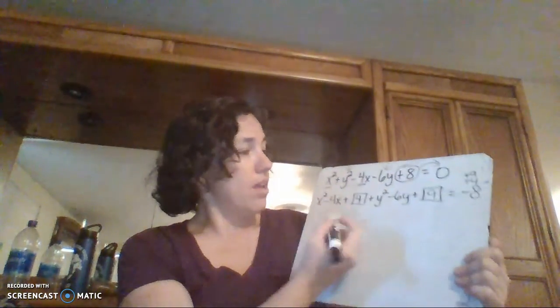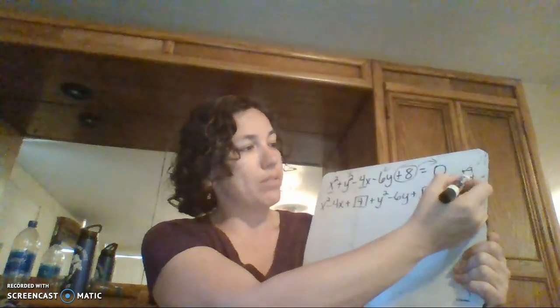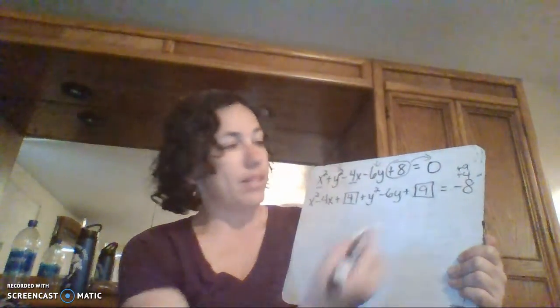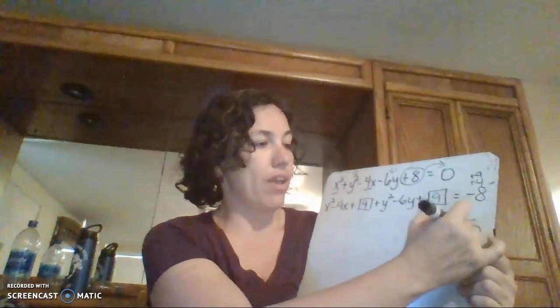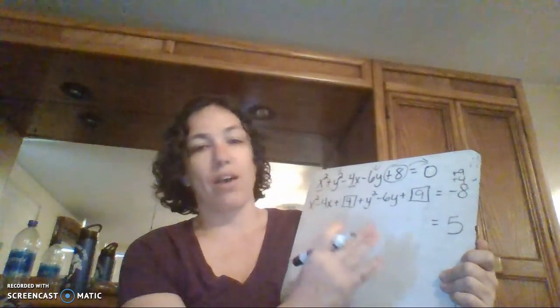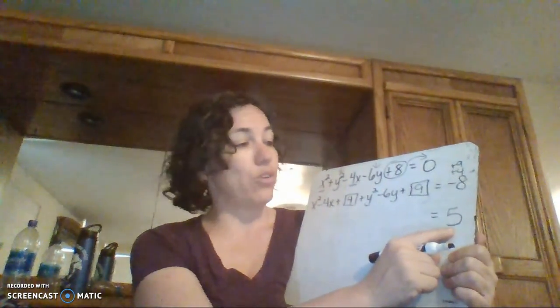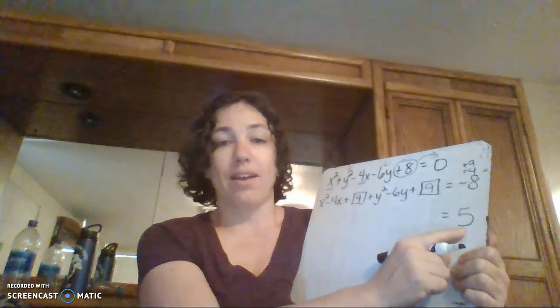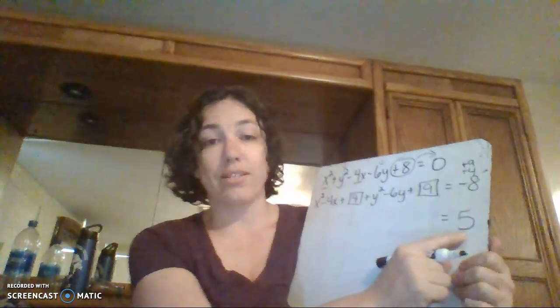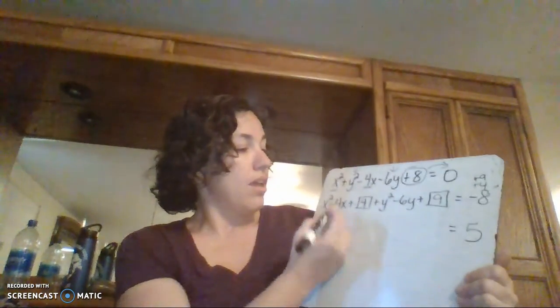Okay, so this would equal 9 plus 4 is 13, minus 8, that equals 5. And after working everything out, you should always get a positive number here that's greater than 0. Otherwise, your equation is not an equation of a circle. Your circle doesn't exist.